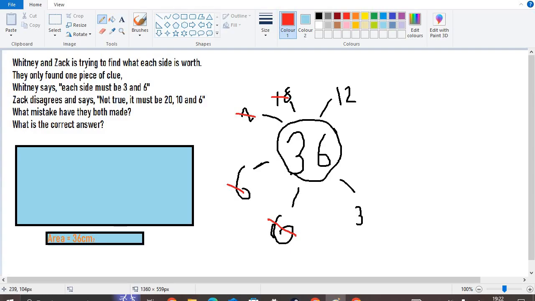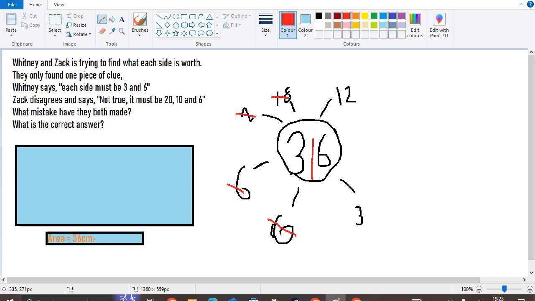Now Whitney's answer, each side must be 3 and 6. What she has done here is that she just parted them both, but she hasn't parted them correctly. But that can't be correct because remember, length times width, so 6 times 3 will give us 18. And it says here the area is 36, so that can't be correct.